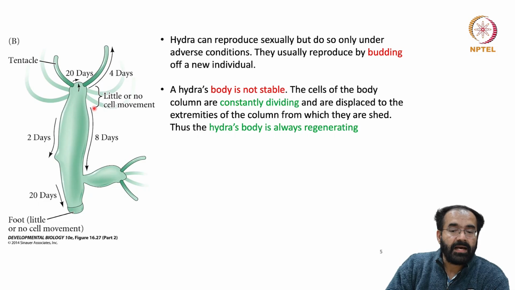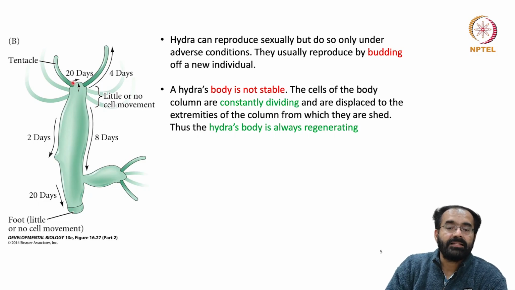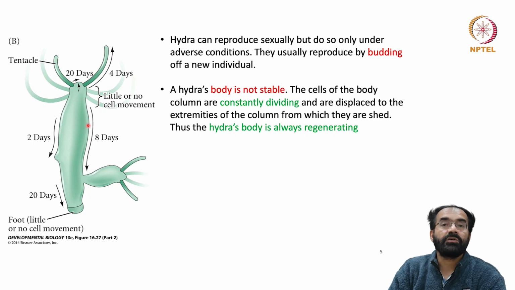So as you can see here, this is the hypostome area. 20 days it takes to move a cell. That means the movement is limited. And in this tentacle region, it takes 4 days from here to reach the extreme tip. It takes 4 days. And in this area around the neck region, there is little or no cell movement, because that is a place where the cells are confused. Should I go upward? Should I go downward?